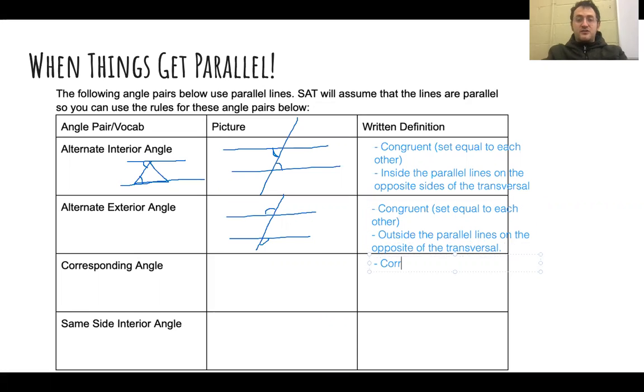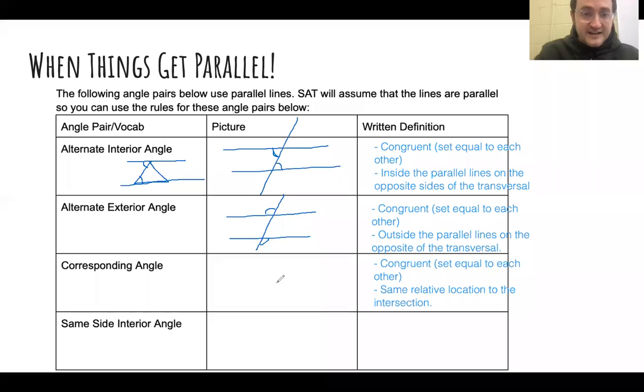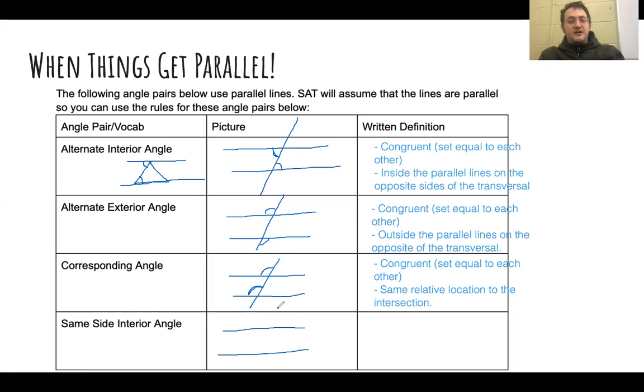The corresponding angles are also congruent, and they are in the same relative location to the intersection. What I mean by that is, let's say I have that conventional diagram there. If this is on the northwest corner, I need to be looking at the other northwest corner as well. And then the same side interior angles are the ones that are not congruent.